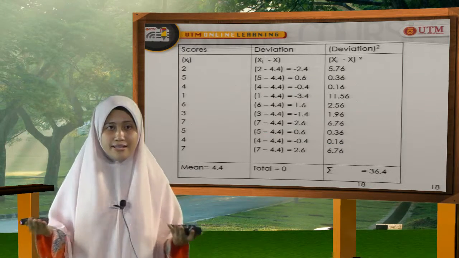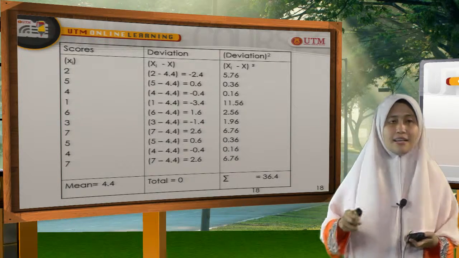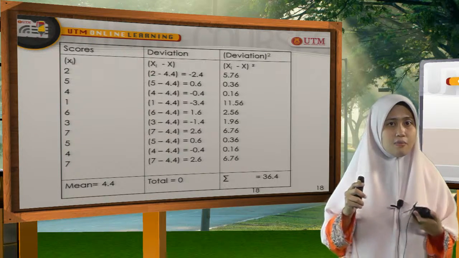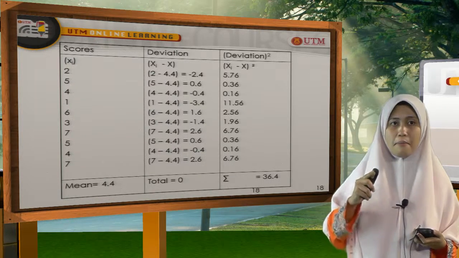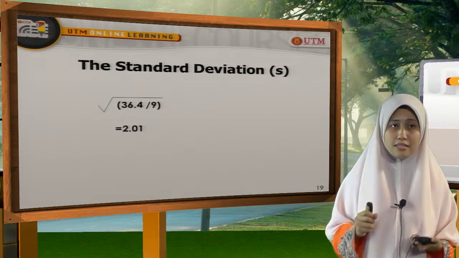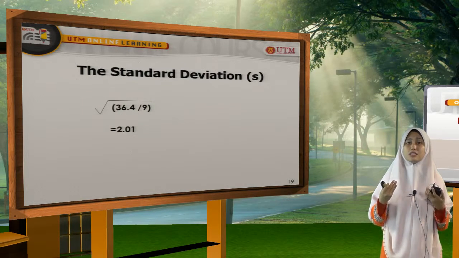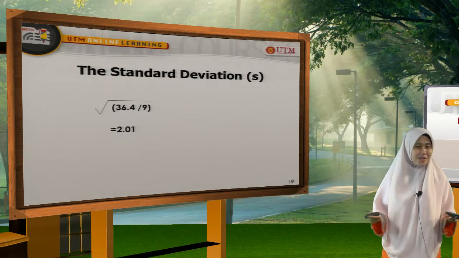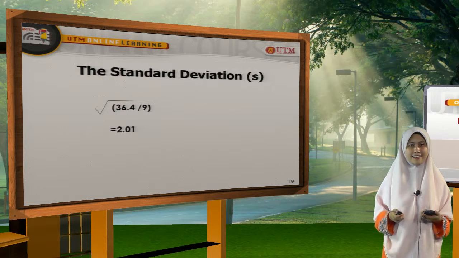Look back at our data. The sum of the squared deviations from the mean is 36.4. Then, divide the value of 36.4 by the number of scores minus 1, that is 10 minus 1, that is 9. So, 36.4 divided by 9 is 4.04 and the square root is 2.01. Here you are. Now, you get the standard deviation value for the data.